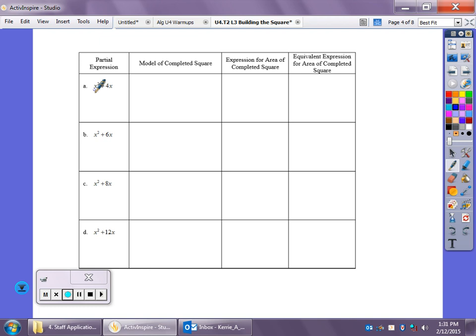In this one, we have an x squared and the 4x, which means we have the x squared and we have 1, 2, 3, 4 inches. 1, 2, 3, 4 inches. So this little square would be 4 by 4, which is 16. Okay? All right?